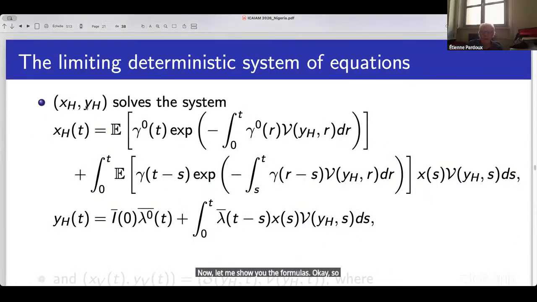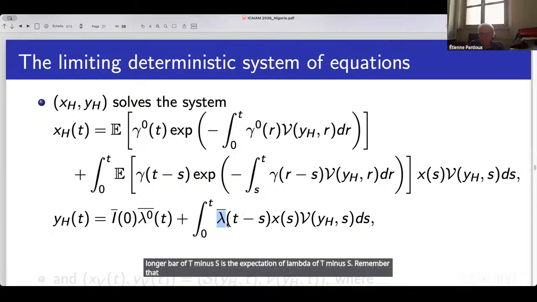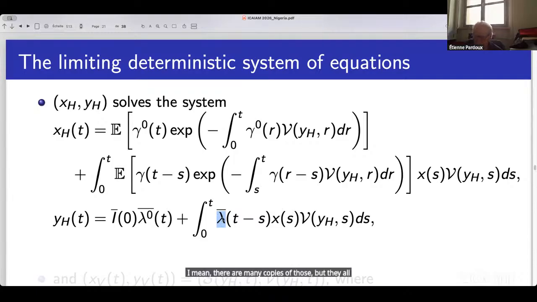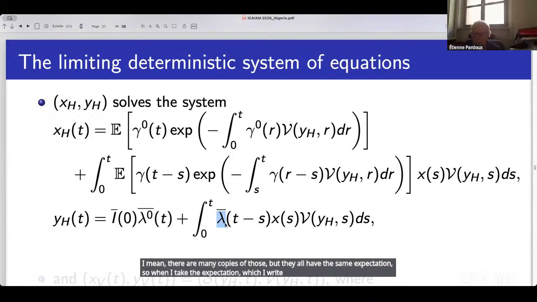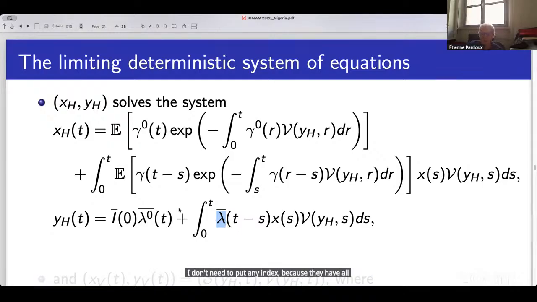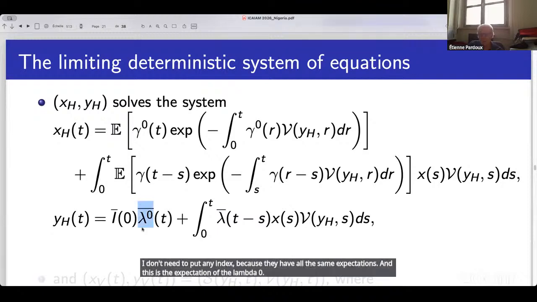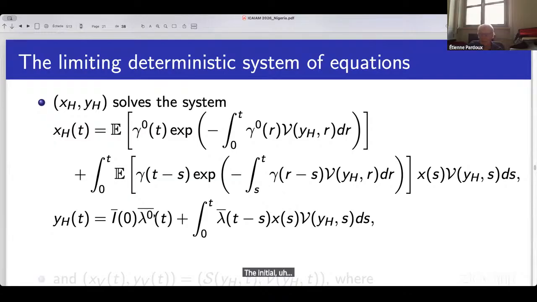Okay, so the pair (x_h, y_h) solves the following system. Here, those lambda bar 0, lambda bar, these are just the expectation. Lambda bar of t minus s is the expectation of lambda of t minus s. Remember that lambda is random. There are many copies of those, but they all have the same expectation. So when I take the expectation, which I write here with the bar, I don't need to put any index because they all have the same expectation. And this is the expectation of the lambda 0, the initial infectivity. This is the initial proportion of infected individuals at time 0. This is the expectation of the initial infectivity function, and then this.